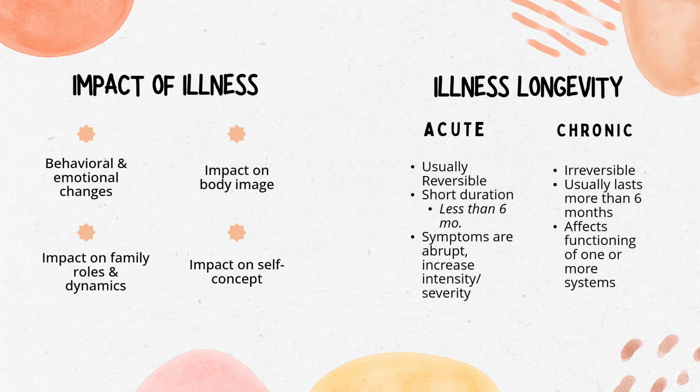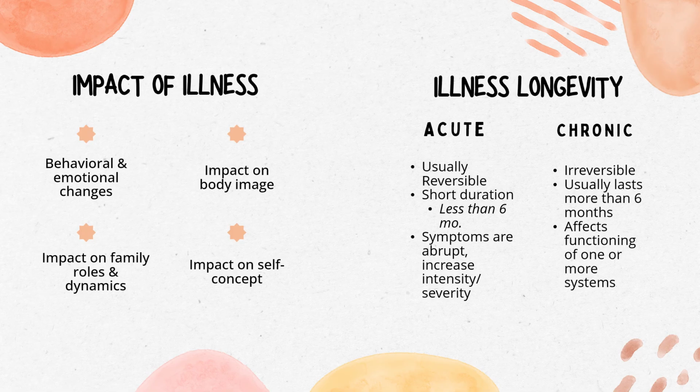And then there's impacts of illness and illness longevity. So what are the impacts of illness? So this is behavioral and emotional changes, such as stress and anxiety, depression, hopelessness. Those can alter and potentially increase illness vulnerability. Also the impact on family roles and dynamics. So strong family community support typically promote fast recovery and better adjustments to an illness diagnosis. Impact on self-concept and body image. Is isolation or stigma occurring? These factors can really worsen psychological distress and delayed healing.